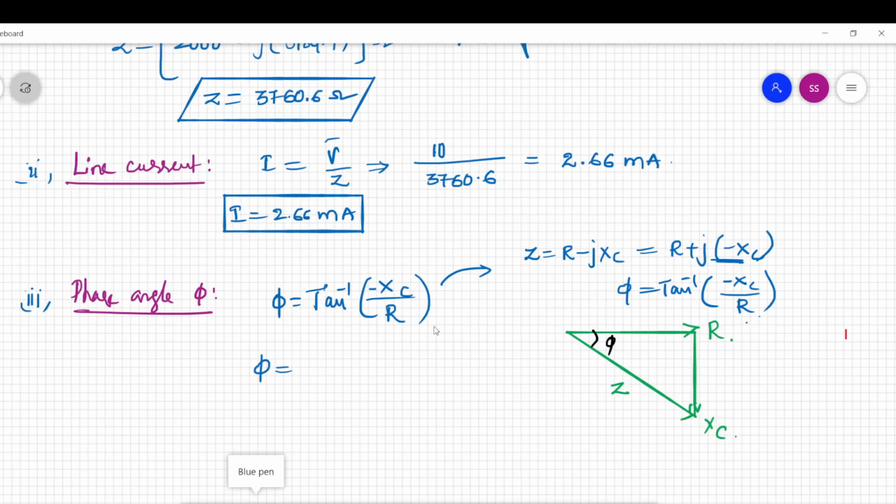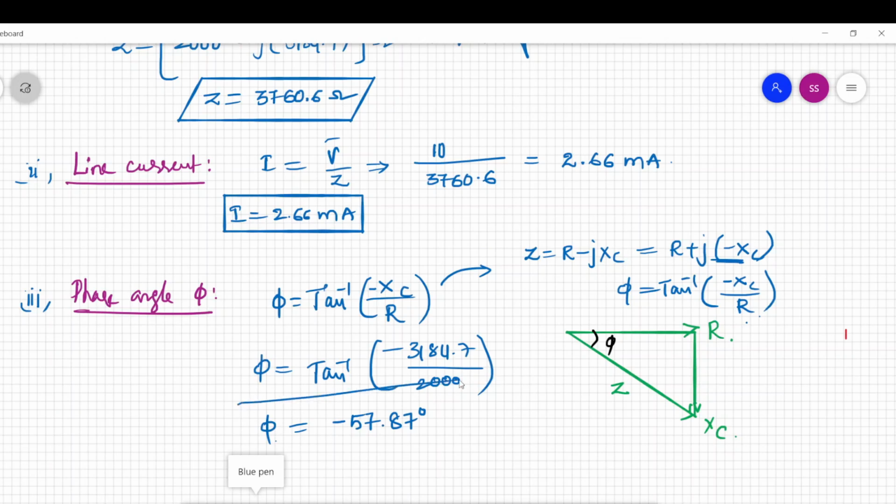Okay, so this is the direct expression to find the phase angle phi. Let us substitute the values, that is tan inverse of XC, which is 3184.7, by the resistance R, which is 2000. So the phase angle will be minus 57.87 degrees. This is the phase angle phi. This is a negative phase angle, so the current is leading the voltage by this angle, right?